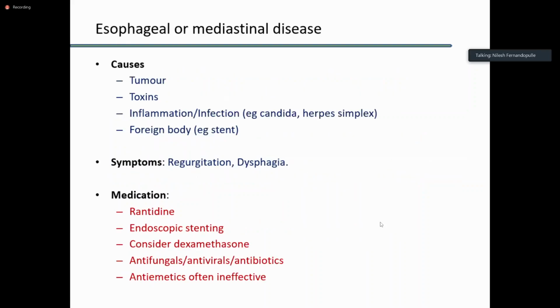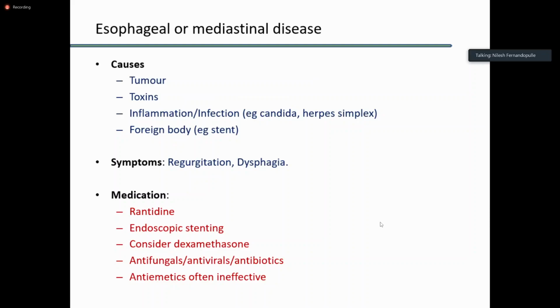Second are patients who have esophageal problems. Like I told you, these can be due to tumors, toxins, inflammation, say maybe candida infection in the esophagus, or maybe even a blocked stent. So a patient might have esophageal cancer and a stent, and it can be blocked. So they will have that regurgitation symptom, not vomiting. They will just passively bring everything up. And they might have dysphagia also.